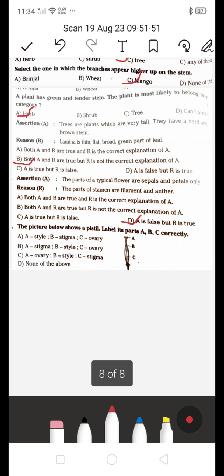The picture given below is a pistil. Label its parts A, B, C correctly: A style, stigma, ovary; or A stigma, style, ovary; or A ovary, style, stigma. Which is the right answer? This is a stigma, this is B, a style, and this is an ovary. Inside, there are small dots, which are called ovules. Those small ovules are present inside.